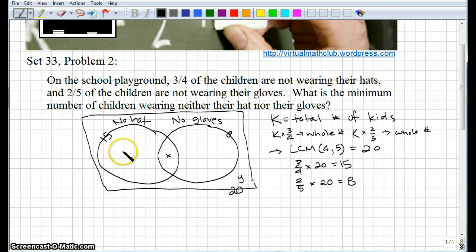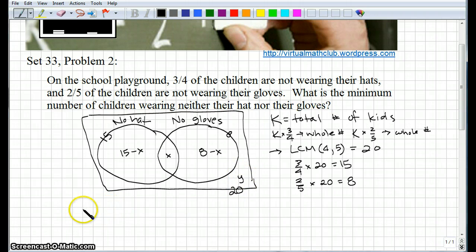So in this region we have 15 minus X, and in this region we have 8 minus X, right? If we were just looking for the number of kids that have no gloves, but they do have a hat, that would be 8 minus X. Okay, so that's just this region without the football shape. Just the area in this region. And over here too, if we're looking for the number of kids that have no hat but do have their gloves, we'd have to subtract out this football shape X region. Okay, so if we add up 15 minus X and 8 minus X and Y, we should get 20.